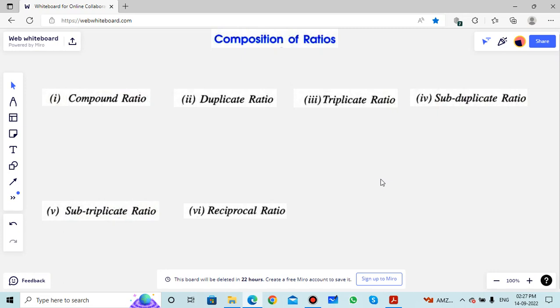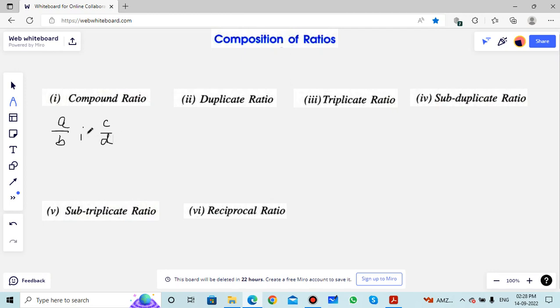Okay, there are a few terms I will explain to you one by one. These are collectively called composition of ratios. The first one is compound ratio. See what happens when we have a ratio A is to B and another ratio C is to D. So what is the compound ratio of these two?